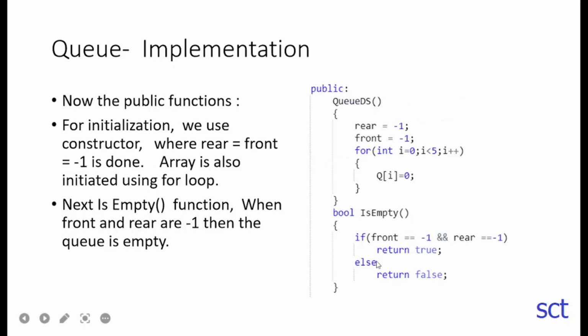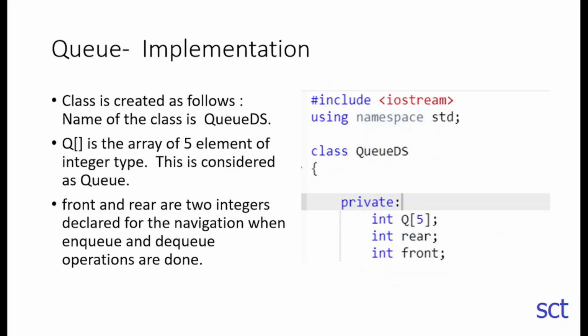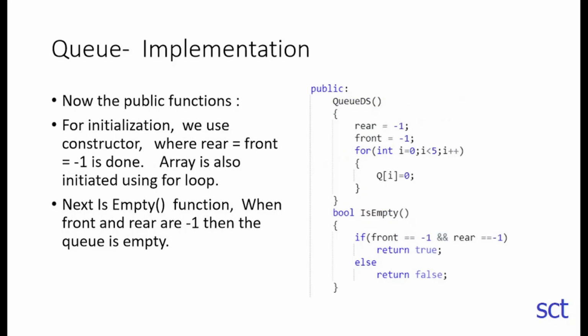There is also a for loop which starts from 0 and goes up to less than 5. This is to initialize the q, which is declared here as q of 5. So q of i is equal to 0, that means q of 0, q of 1, q of 2, 3, 4 are all made 0 here. So it is initializing the array also. This is actually done using the constructor. The constructor is used to initialize the rear and front variables to -1 and to initialize the array.